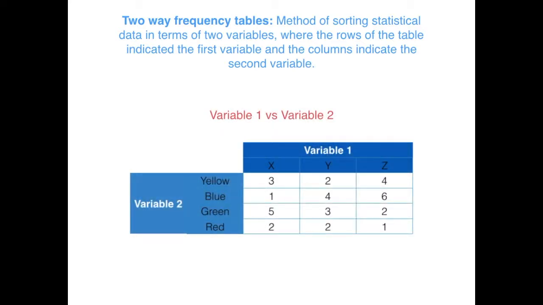This generic two-way frequency table shows where the two variables are located and where the data is entered. If we were trying to find the frequency of results that matched y of variable 1 and green of variable 2, we'd locate the cell that is in the intersection of these two categories. So in this case, the value would be 3.